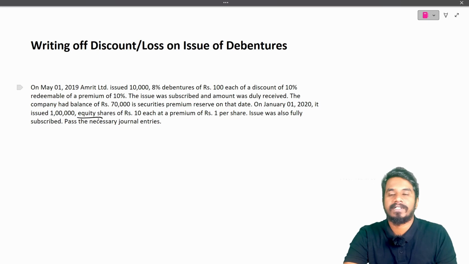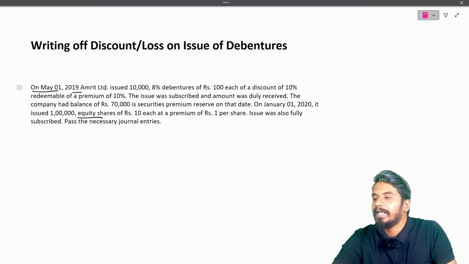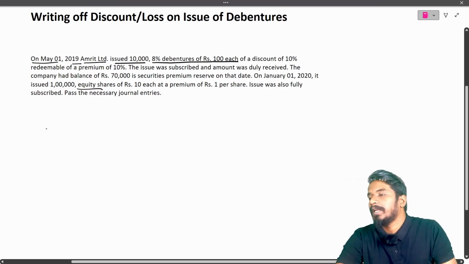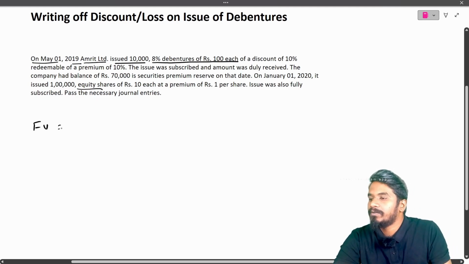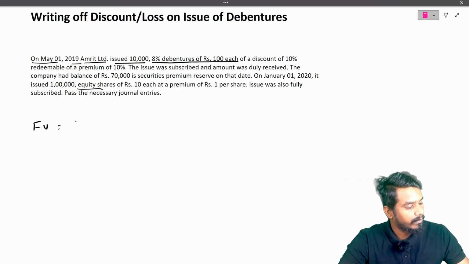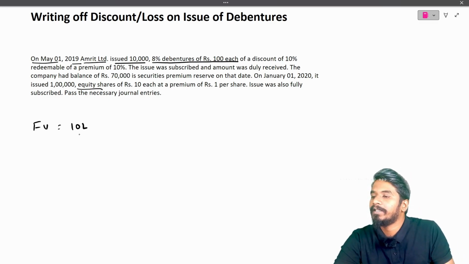Let us read the question, let us understand it. On May 1st, 2019, Amrit Limited issued 10,000 8% debentures of rupees 100 each. So let me note it down. Face value will be 10,000 into 100. So 10 lakh rupees worth of debentures they are issuing.